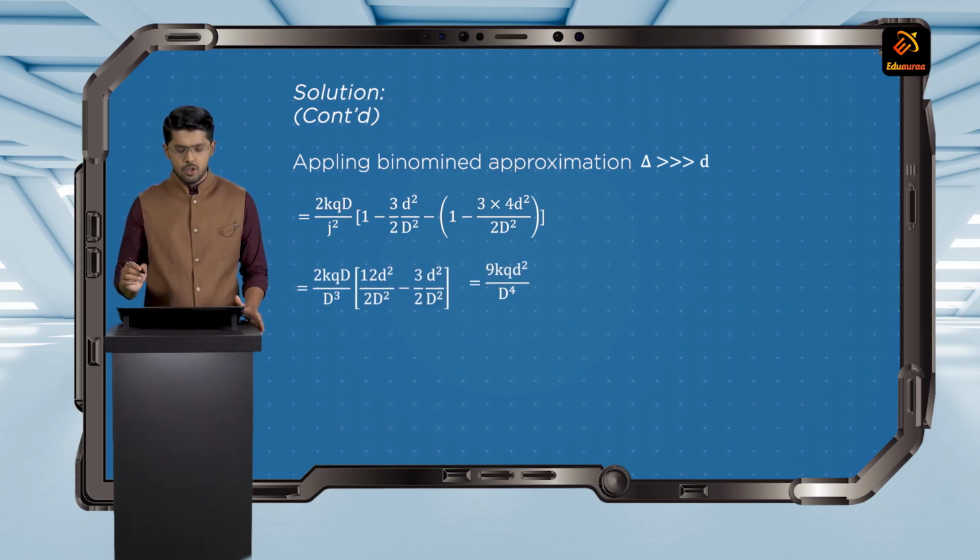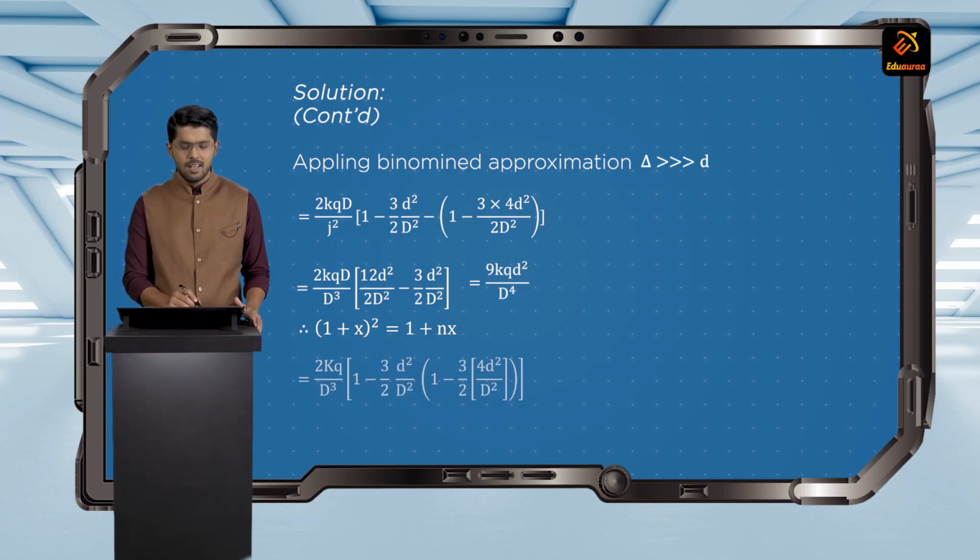than small d. So you can apply the binomial approximation that 1 plus x to the power n is equal to 1 plus nx. So when you do that, you can simply multiply this by the power, which is minus 3 by 2. So you get 2kq by D square, on cancelling out the d's, multiplied by 1 minus 3d square by 2 capital D square minus 1 minus 3 by 2 times 4d square by capital D square, and on simplifying it comes out to be 9kq small d square by capital D to the power 4.